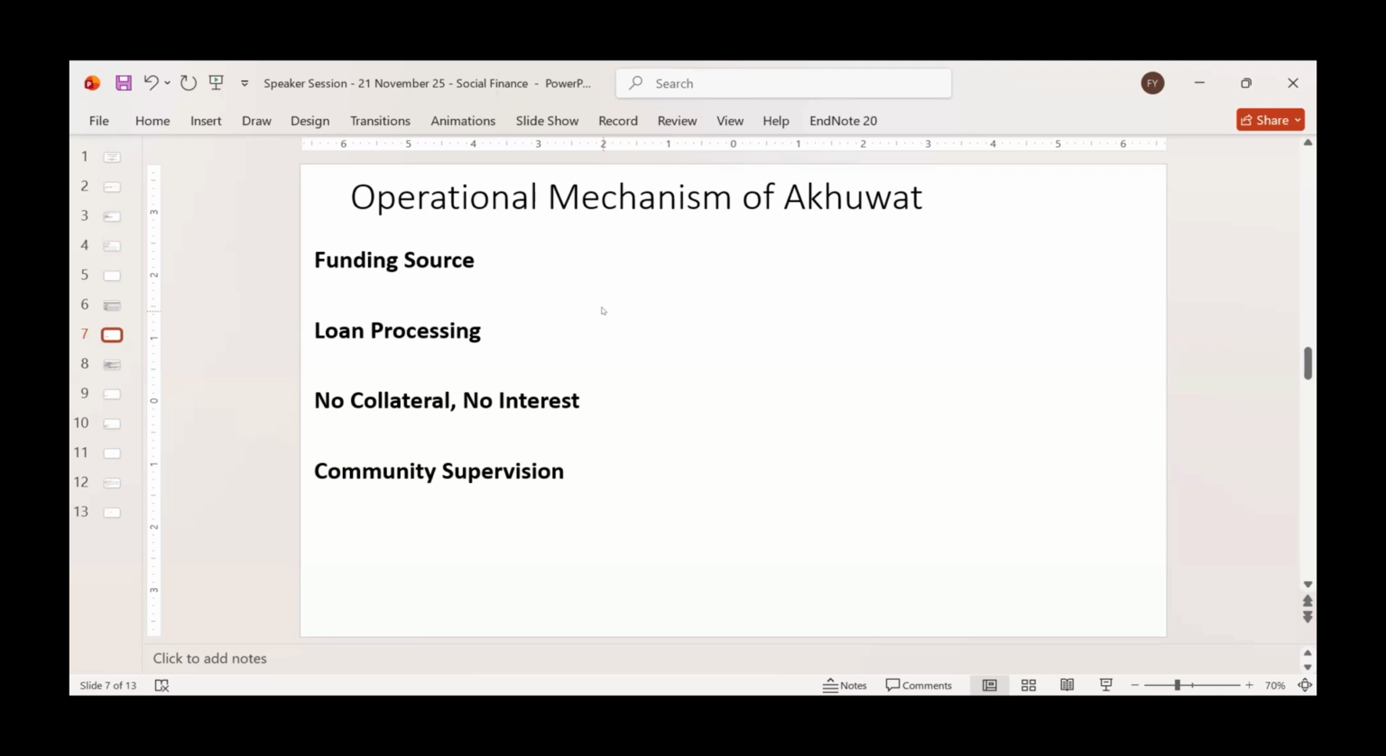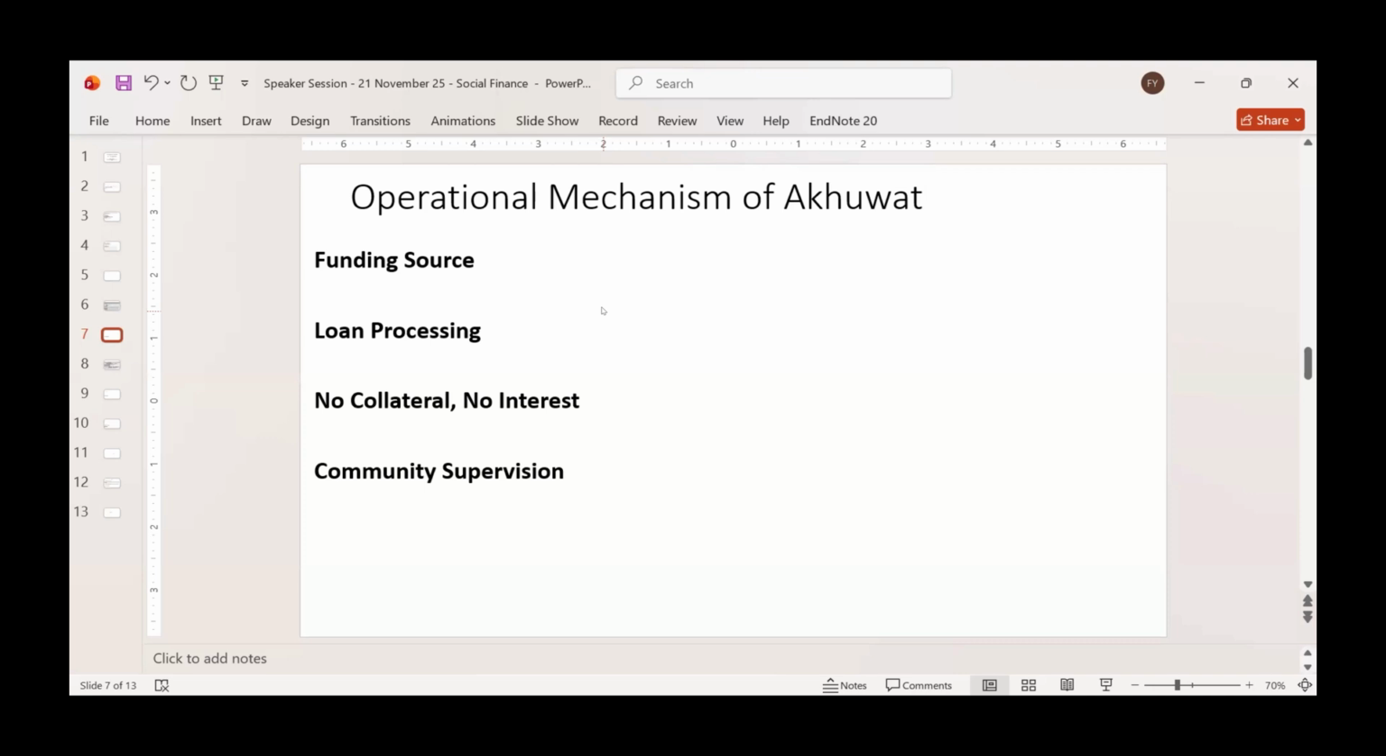And community supervision is also there, because repayment is made in easy monthly installments. Then no collateral and no interest. It is another, you can say, very prominent factor that borrowers pledge honesty and social accountability instead of any financial collateral.